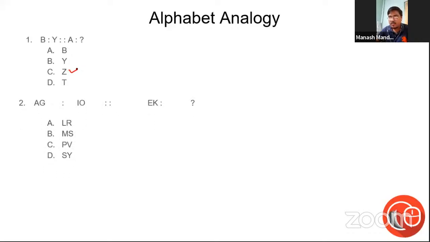Now let us solve a medium type of question. If AG is IO, what is EK? So first of all, you have to find out how this AG became IO, and only using that logic, we'll find out what EK will become. Now see, A is the first letter of the English alphabet, right? G is the seventh letter of the English alphabet.